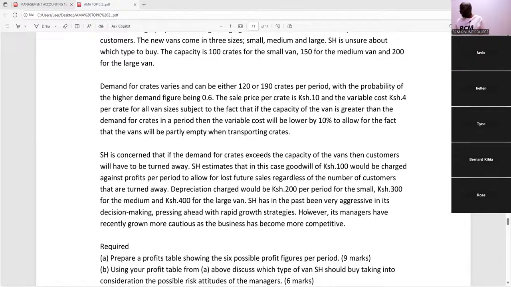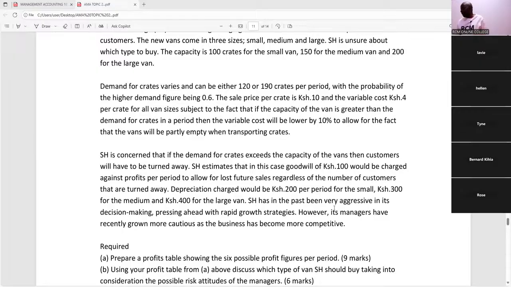Shifters Haulage has in the past been very aggressive in its decision making, pressing ahead with rapid growth strategies. So meaning, ladies and gentlemen, that Shifters Haulage is a risk-taking organization. These are basically risk takers or very optimistic organizations. Why are they very optimistic? Because of aggressive. Remember, aggressive investors are also known as what here? Risk takers. That is why they're able to press ahead with rapid growth strategies.